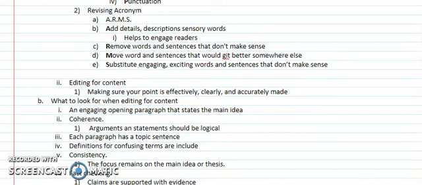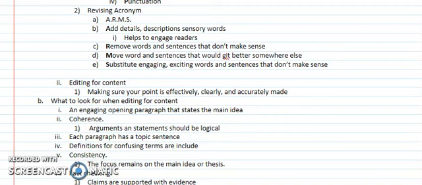So when you're editing for content, you're just making sure that your point is effective, clear, and accurate. What are you going to look for when you're editing for content? Well, your content has to be engaging. It should have an engaging opening paragraph, and it should state the main idea. It has to be coherent. That means that the arguments and statements should be logical. And each paragraph has a topic sentence.